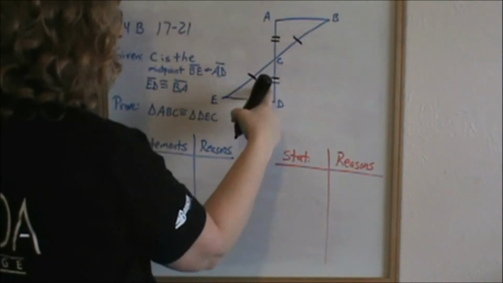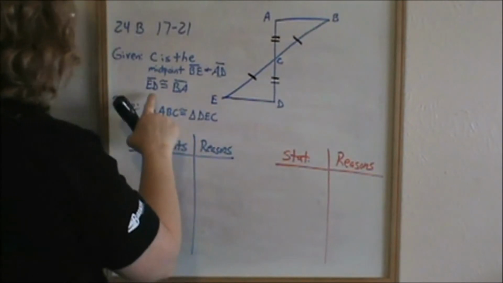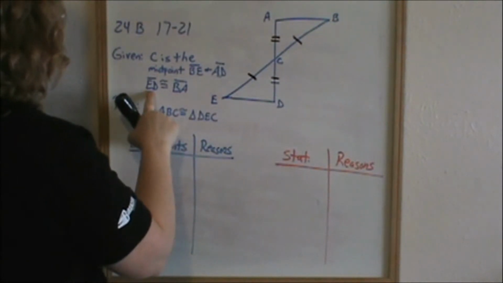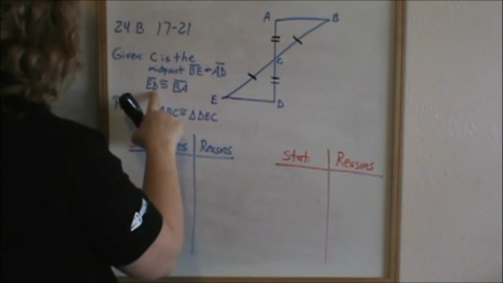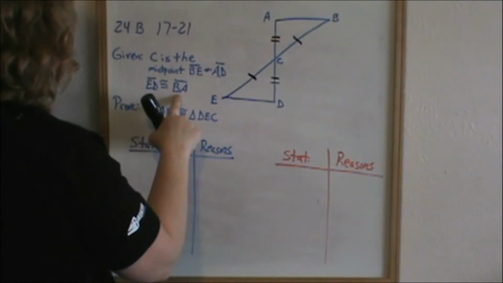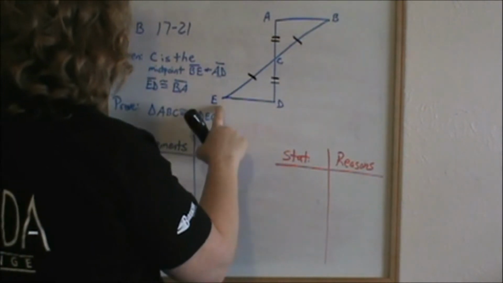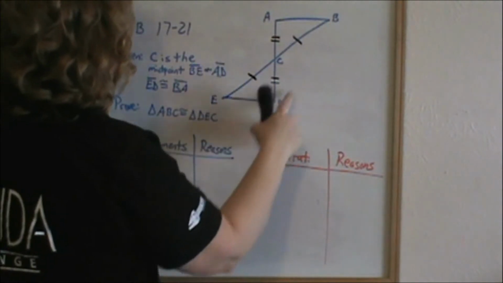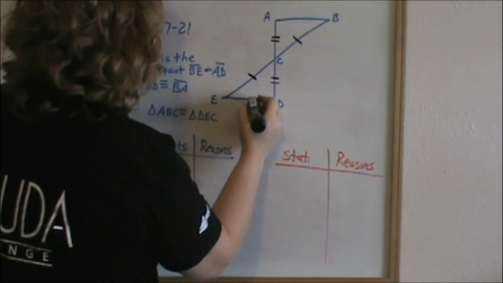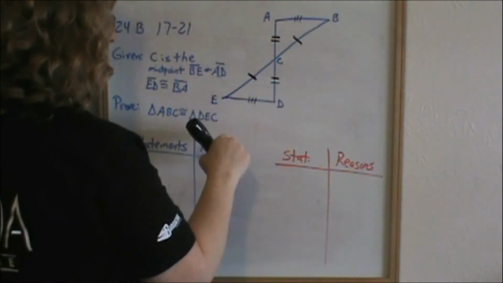We want to use different markings to show that this is not congruent to this. Okay? And then we are also told that line segment ED is congruent to line segment BA. Again, we say ED because E corresponds with B, so then we say BA. Use different markings so that nothing looks like it's congruent to each other.